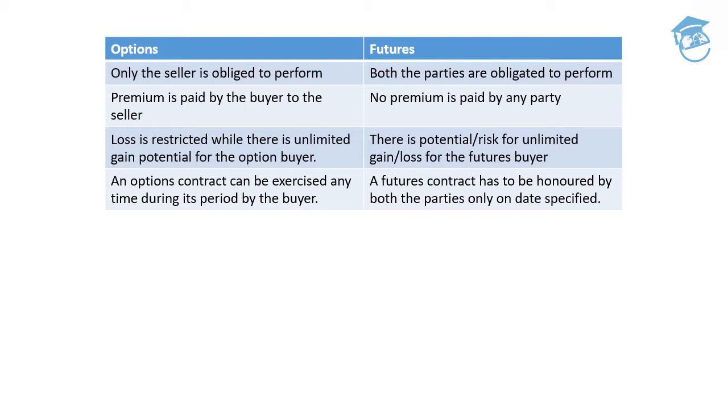Now, let me mark the beginning with the first point. Options basically provide you a right. Option is something, as the name suggests, it is a kind of an option. Option is basically the right. Only the seller in this particular thing is obliged to perform. If you are a buyer and you have gone for an option, buying of an option, you are not obliged to perform. You have got the right, not the obligation. Why? Because you have bought that option. So technically, only the seller is obliged to perform.